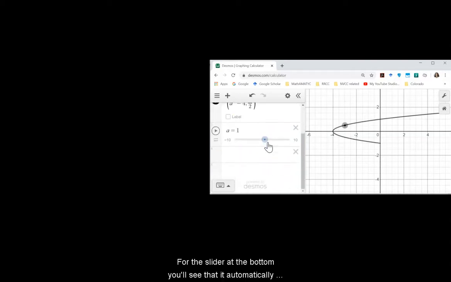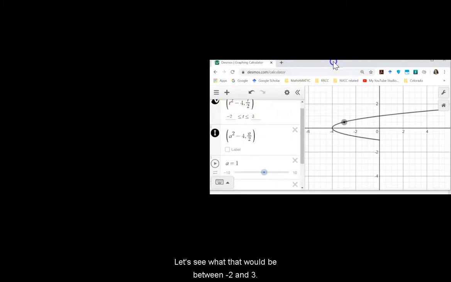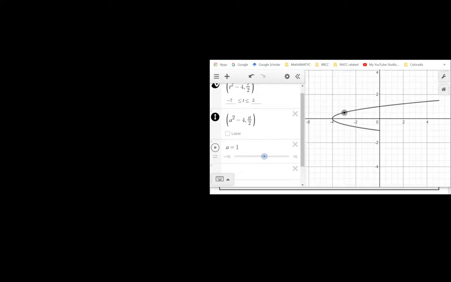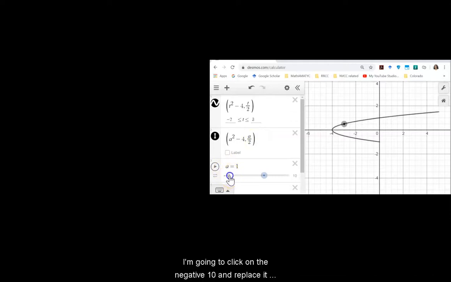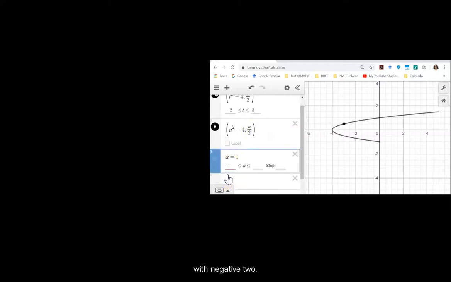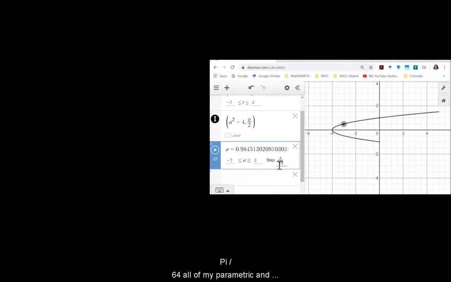For the slider at the bottom, you'll see that it automatically goes between -10 and 10. My slider needs to match the values on the parameter. Let's see what that would be, between -2 and 3. If I extend the screen up so you can see a little bit more, I'm going to click on the -10 and replace it with -2. Click on the upper end and leave it 3. The step is up to you, but again, I often just simply use pi divided by 60 for all of my parametric and polar equations.